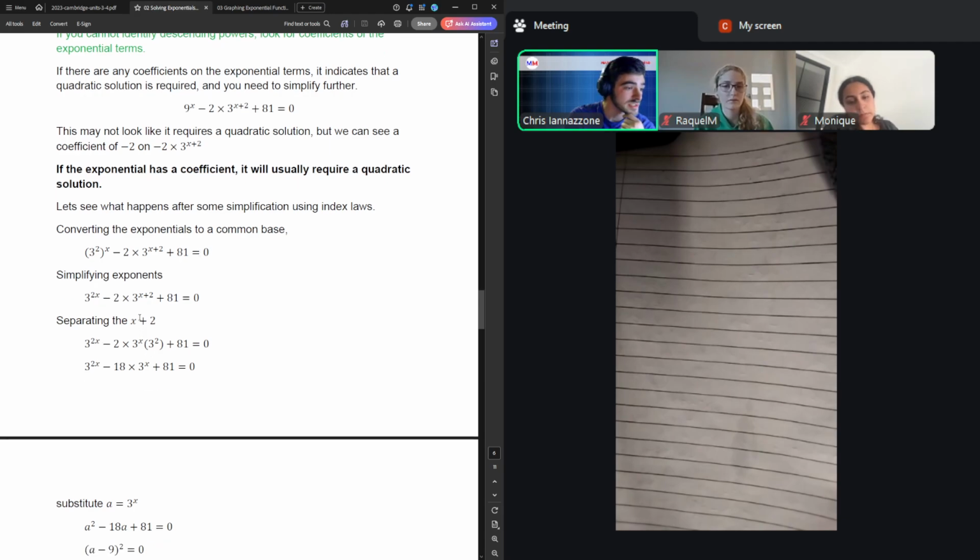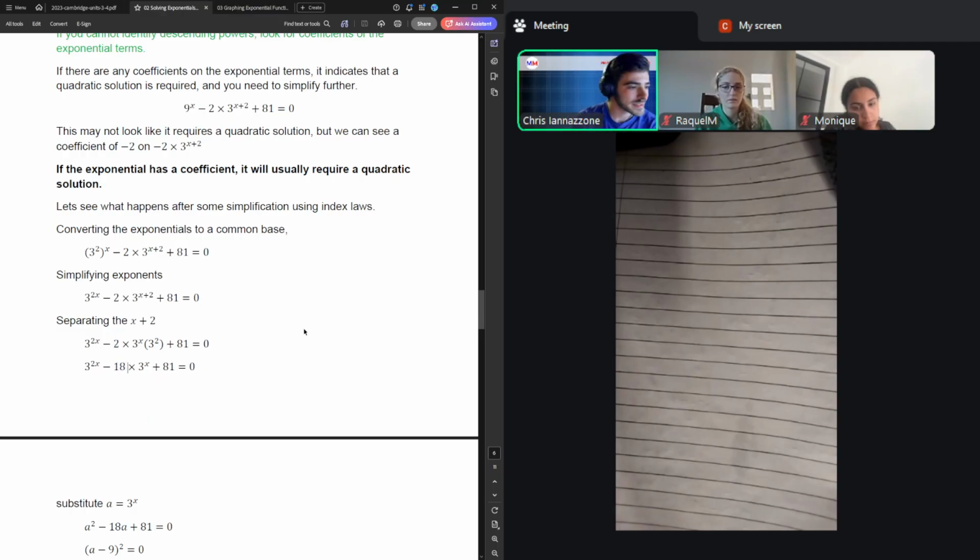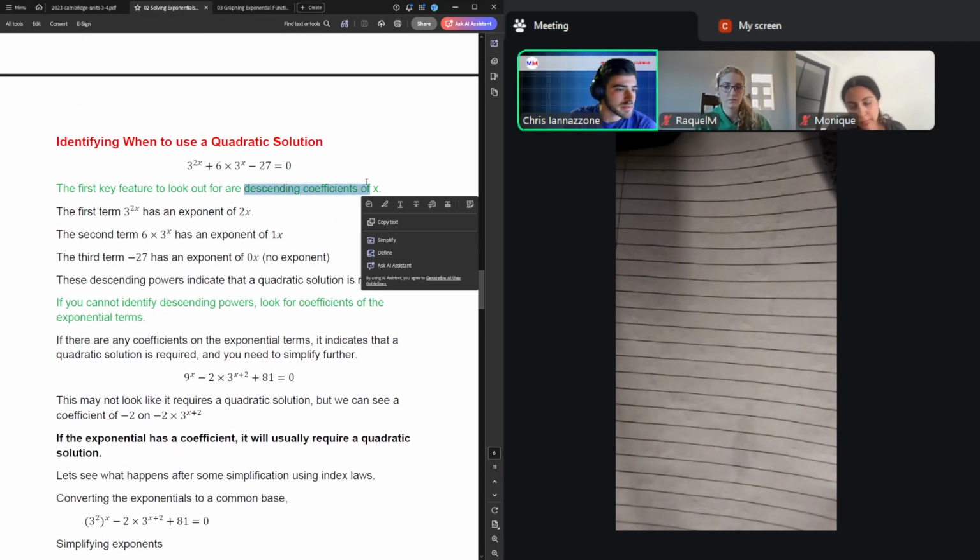In fact, I've even gone a step further and split off this plus 2, again using index laws. So this bit here turns into this. Whenever there's the plus there, you can essentially distribute it into two separate terms, and all I've done then is combine that into the coefficient. Now you can clearly see your descending powers of x's there. That's the main thing to look for, that sort of ratio.